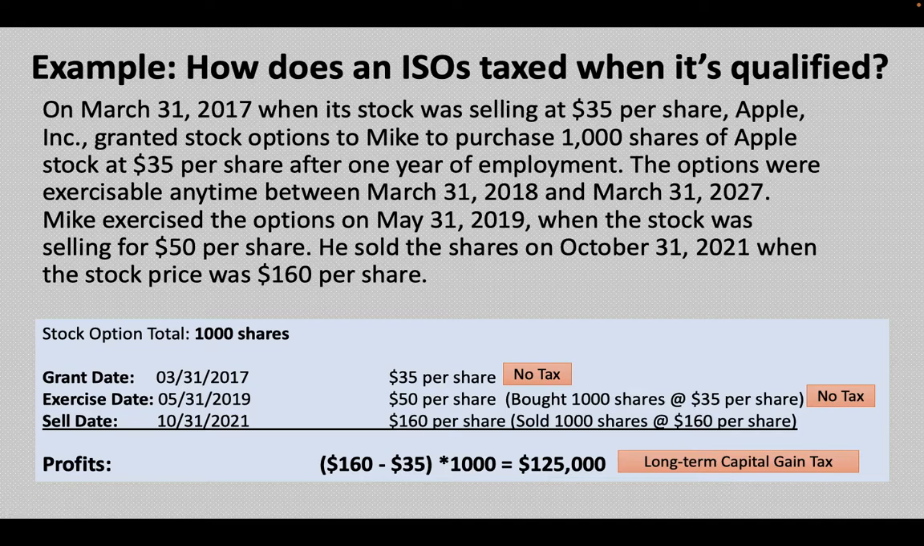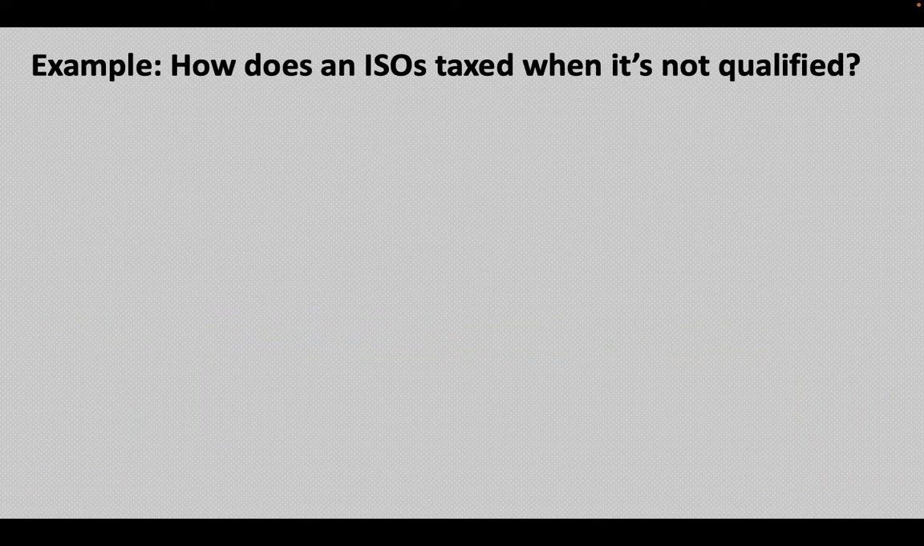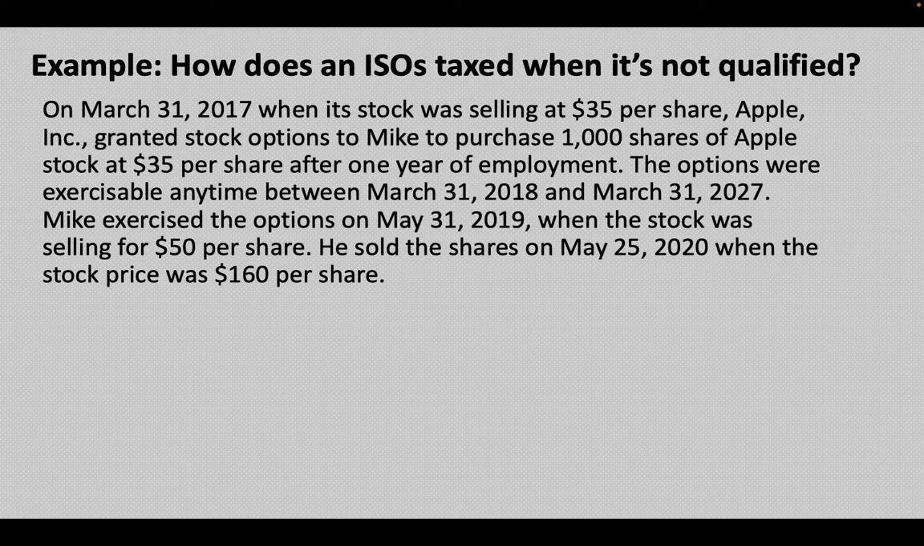So you have to remember long-term capital gain is taxed at a much lower tax rate, and also has higher tax deductibles. So it is much more favorable than your wage income. So that is how you're taxed if you meet the holding requirement. Let's see how you're going to be taxed if you do not meet the holding requirement.